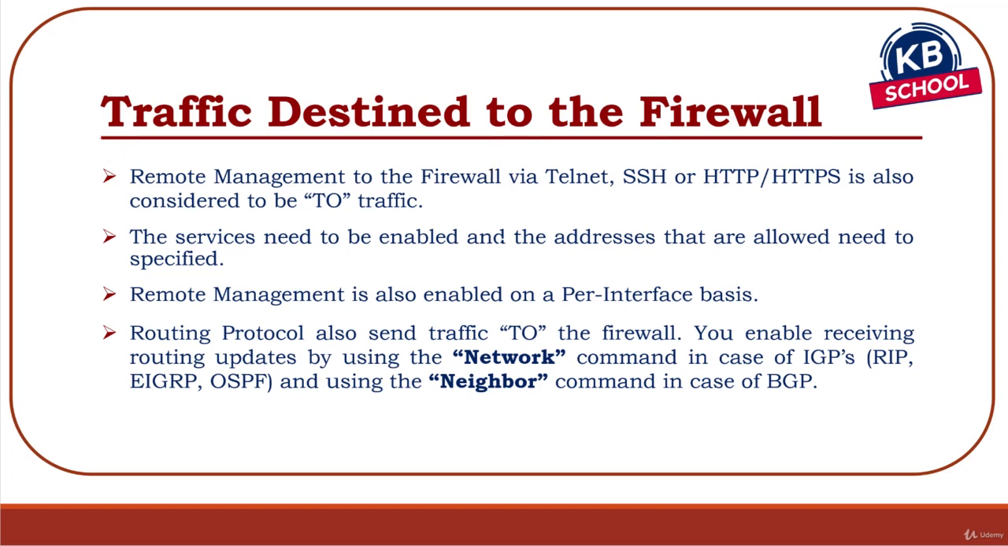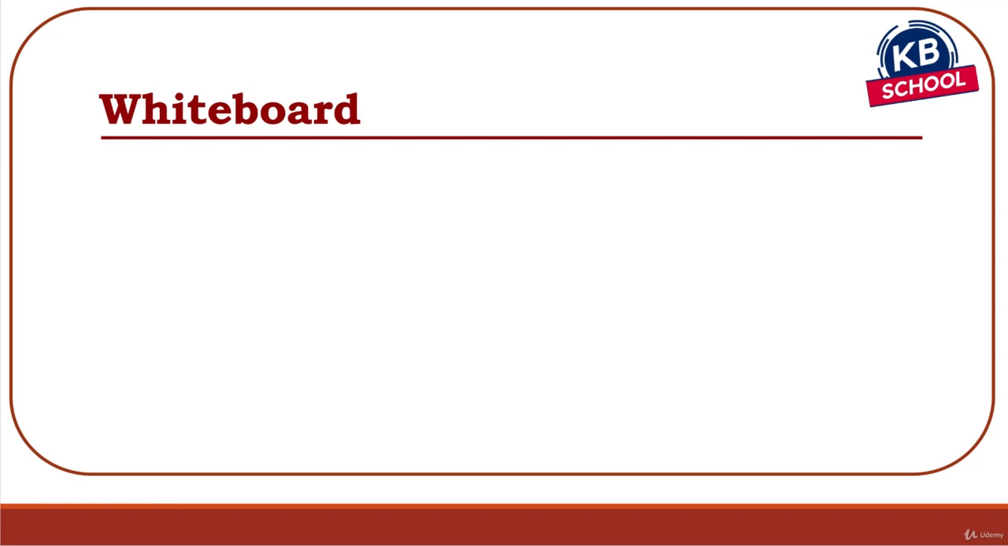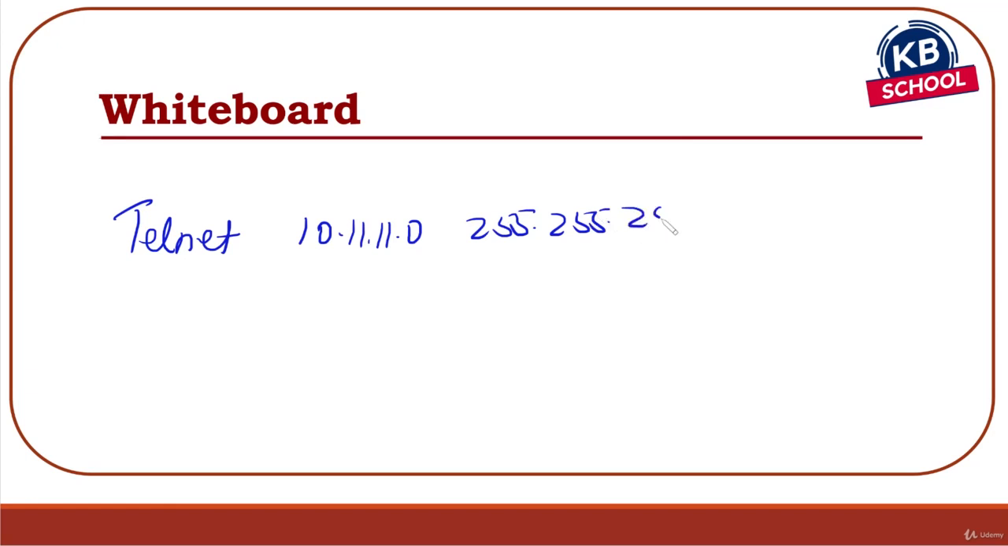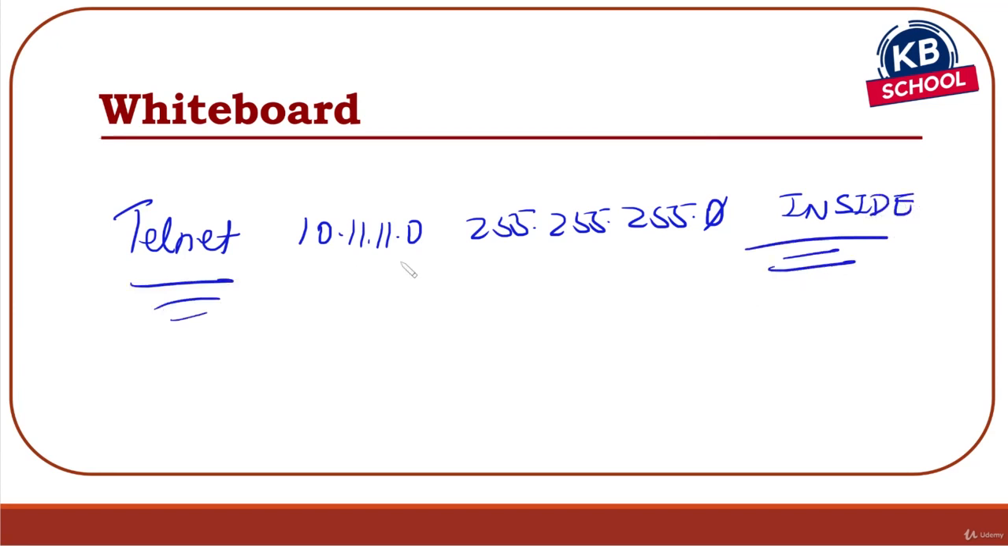Okay, so for example, and we're going to do that in a later video, if I wanted to allow Telnet to the inside interface, I would say Telnet, whoever is allowed to Telnet in, the IP address that's allowed to Telnet in, and the interface that I want to enable Telnet on. So this command over here is enabling Telnet on the inside interface for this particular source address. So it's per interface, per source.